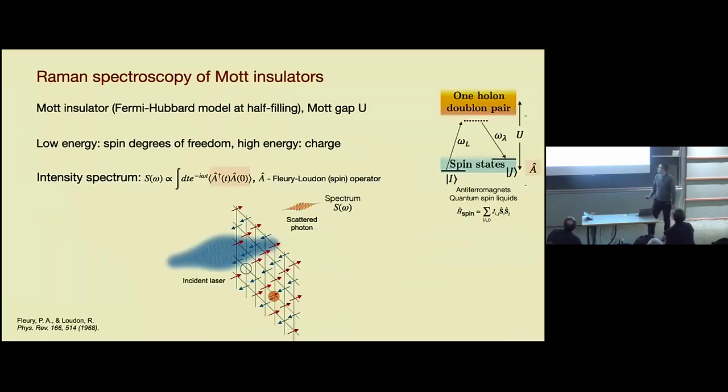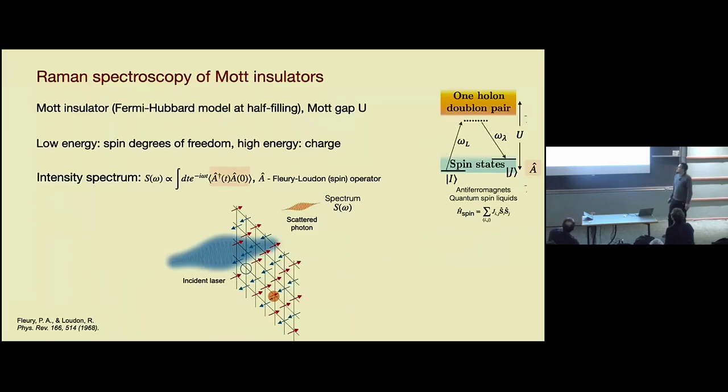So let me give a brief overview of Raman scattering in strongly correlated Mott insulators. Consider, for example, a Fermi-Hubbard model at half filling in the limit of very large Hubbard U. The low energy sector, I'm sure everyone is familiar with that, is encoding the spin states, and the upper Hubbard band is the charge degree of freedom.